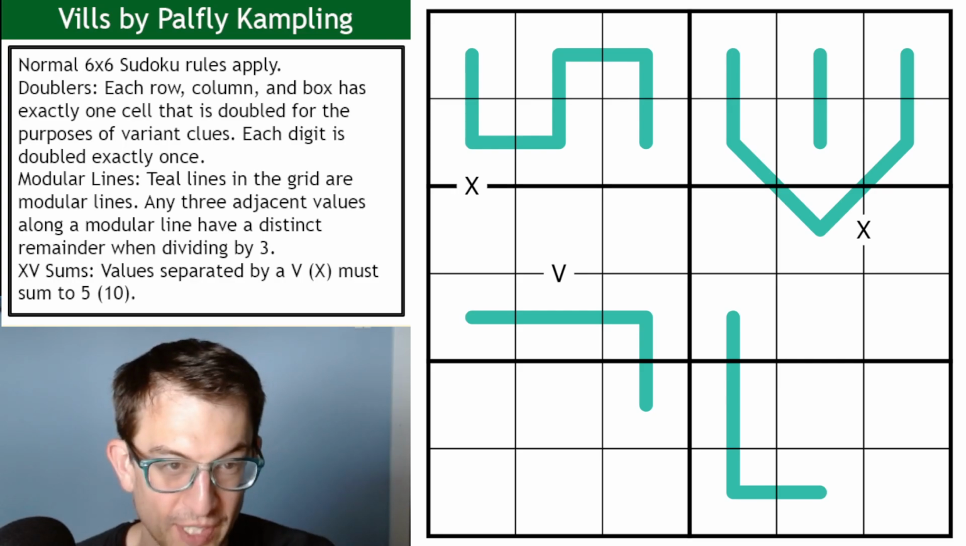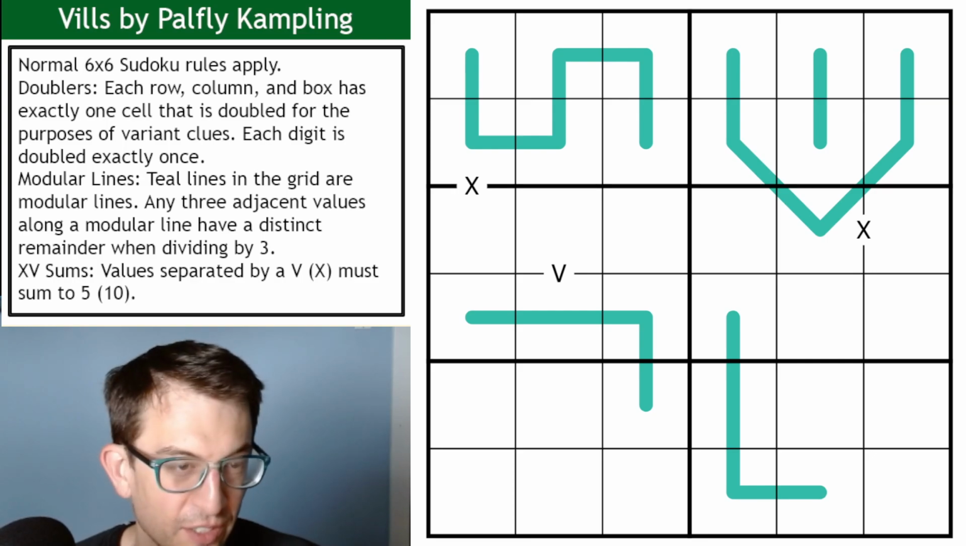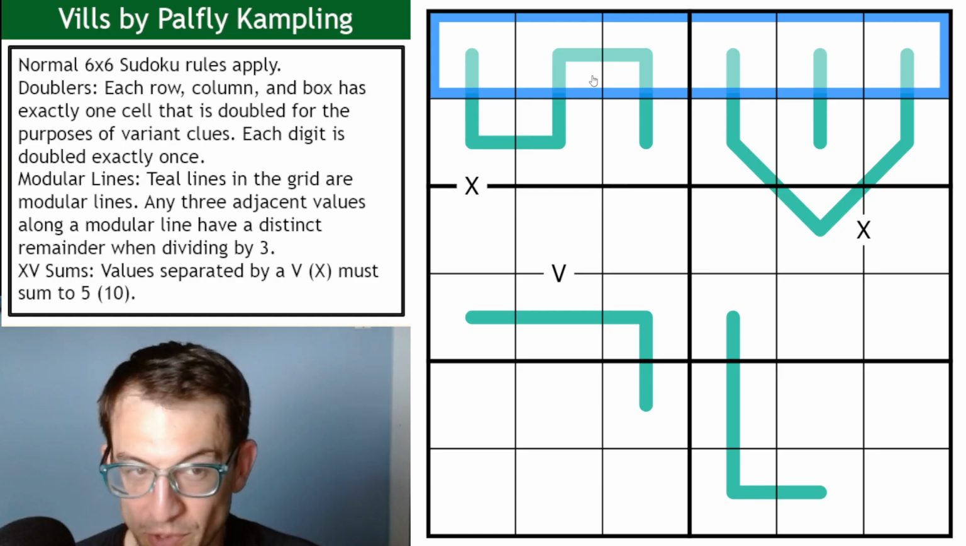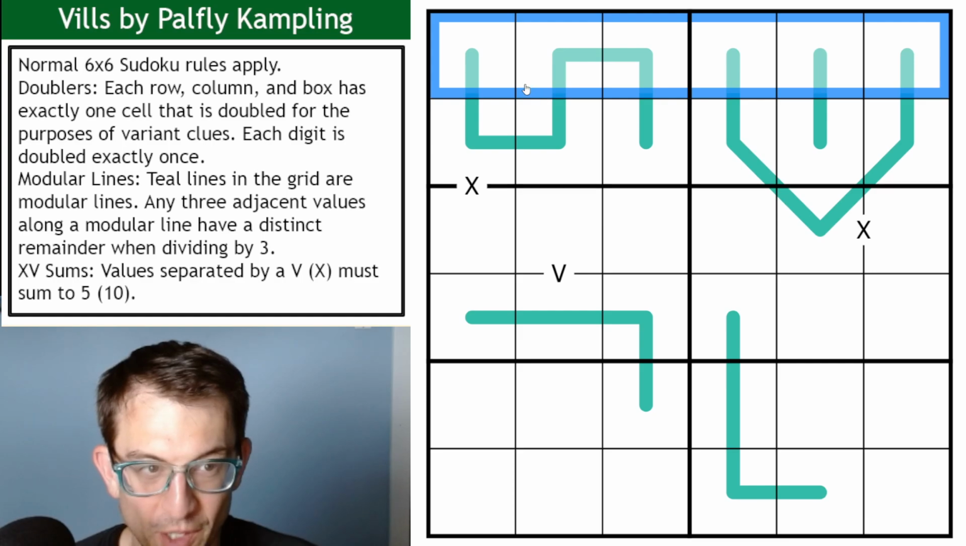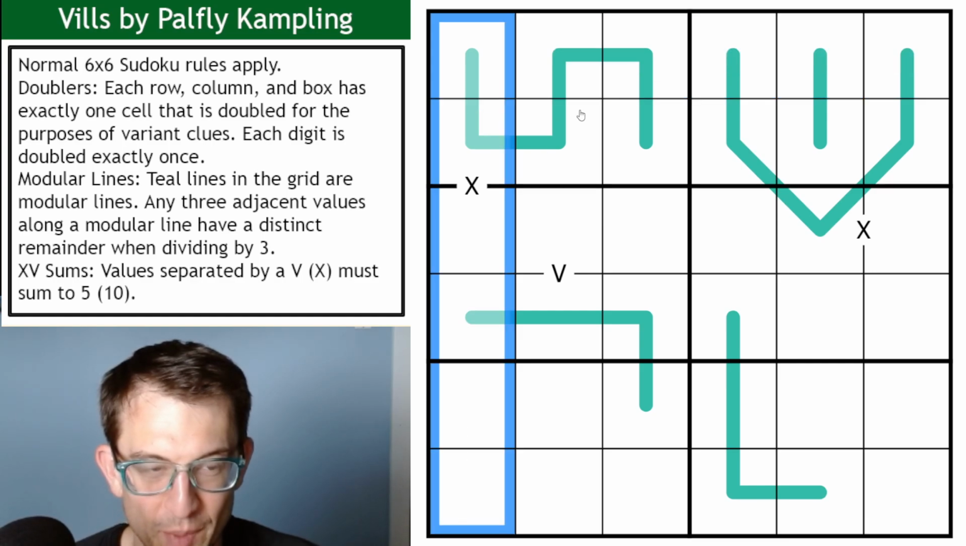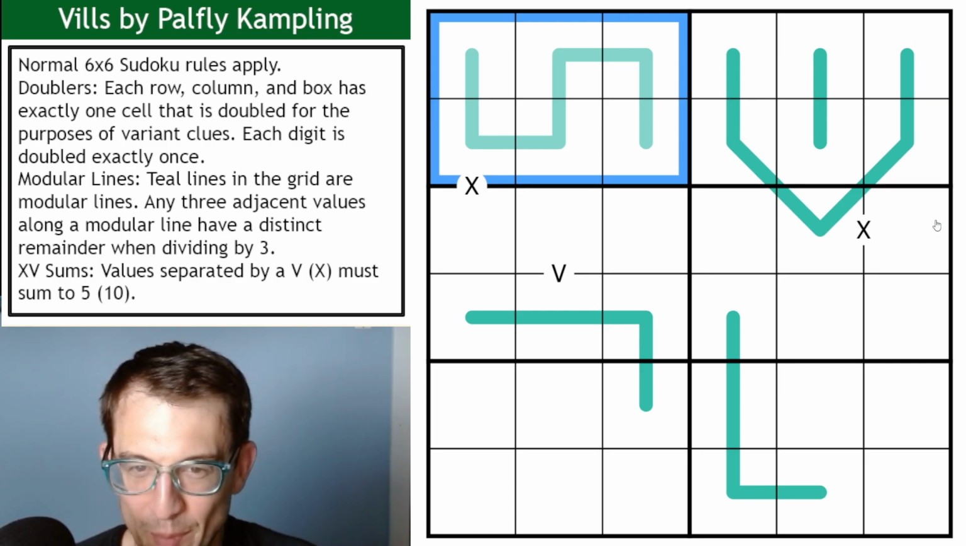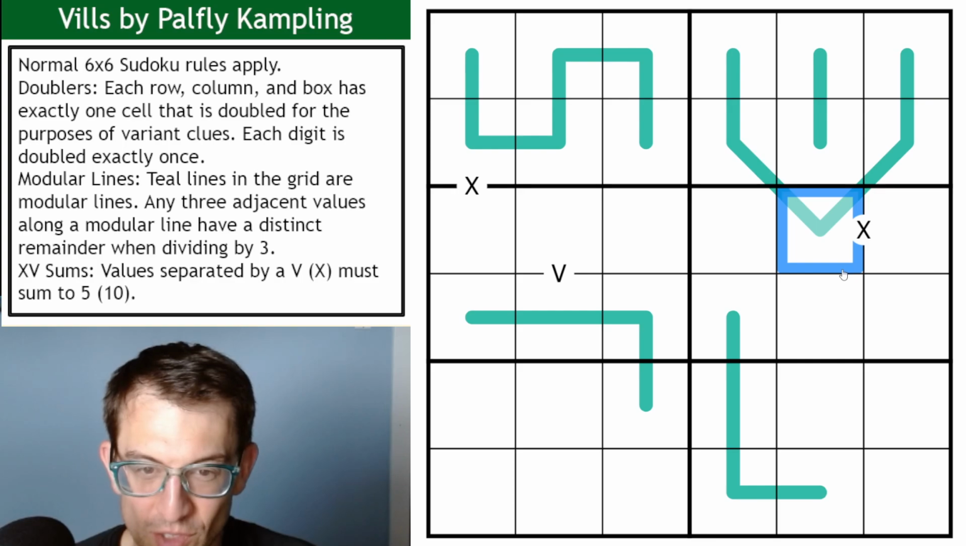So we've got normal 6 by 6 Sudoku rules applying here. Instead of a 9 by 9 grid, we have a 6 by 6 grid, but otherwise the rules are the same. We only have 6 digits. So digits 1 to 6 will appear once each in every row, every column, and every, I guess, 2 by 3 box. This also has doublers, so maybe we can talk about the other rules for a second before we talk about doublers.